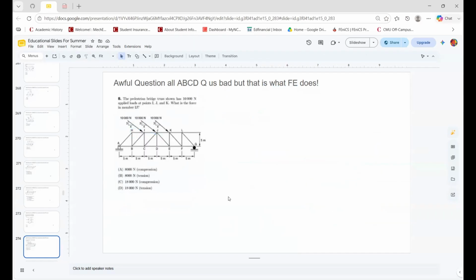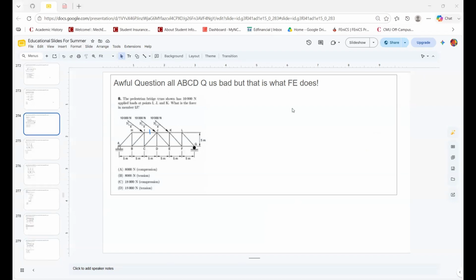Okay. All right. We can now move on to this one, which is a piston thruster shown with a 10,000 applied load at IJK. Okay. I see what you mean, IJK. What is the force in member IJ? So we're cutting over here. We will definitely need global, right, for this one? Yes, we will need global. There are a few ways to do this question, but I'm thinking fewer members is better.